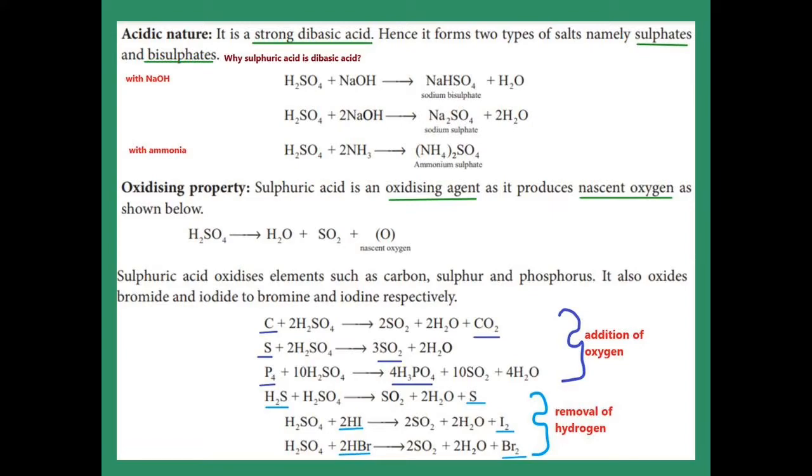Sulfuric acid, acidic nature of sulfuric acid. It is a strong dibasic acid. Why it is called a strong dibasic acid means it forms two types of salt. One is sulfate, another one is bisulfate with the bases.